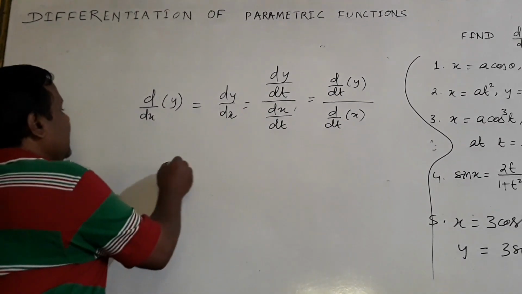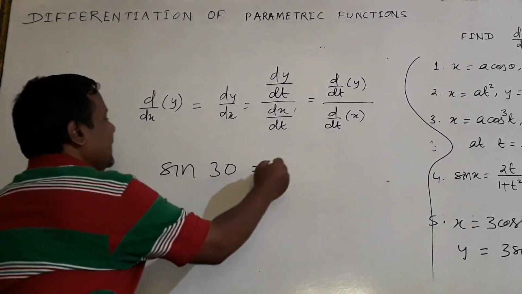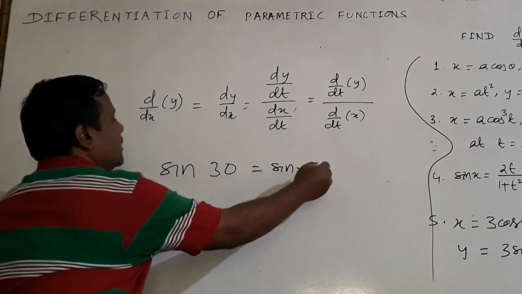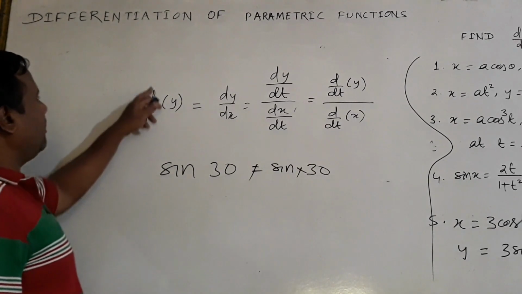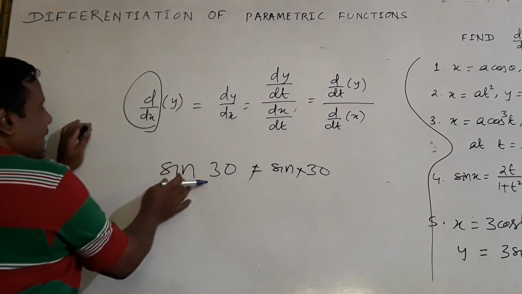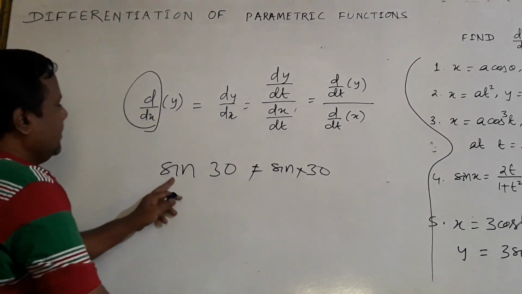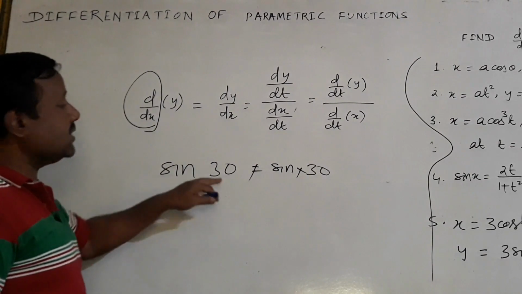As in sin 30, sin operates on 30, not sin into 30. It is not a multiplication. Similarly, d/dx is an operation, as sin is. It operates on y, just as sin operates on 30. Okay.